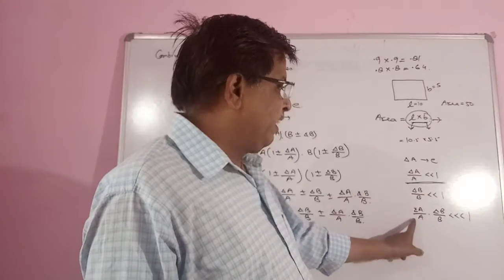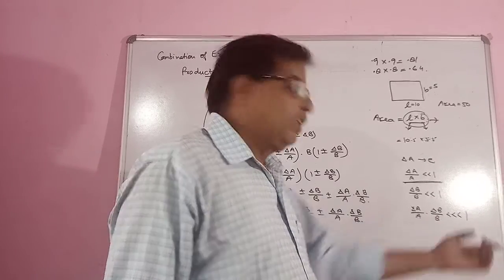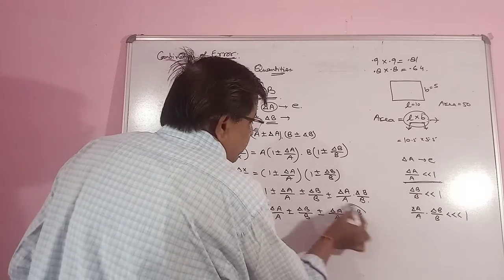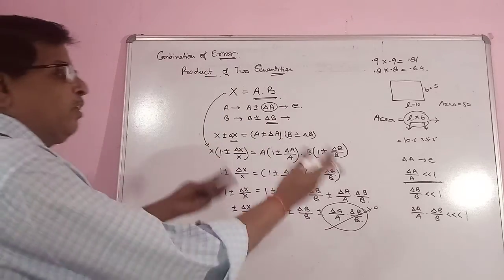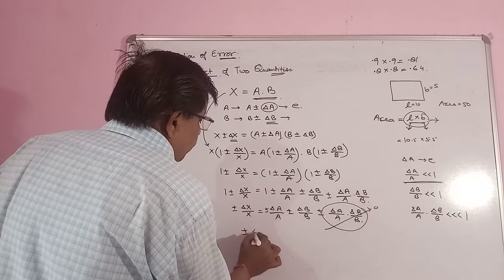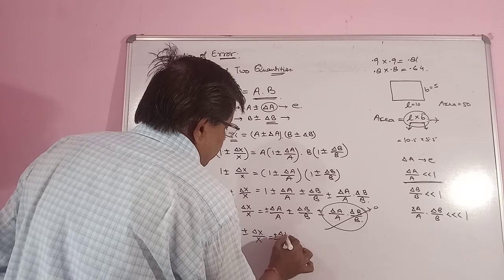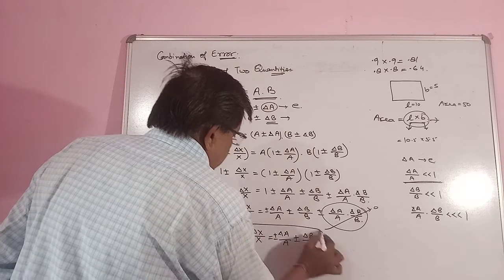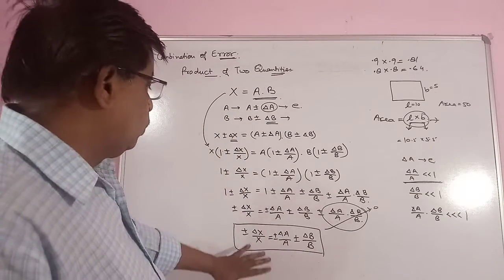So when we multiply delta A upon A and delta B upon B, this quantity becomes very small as compared to 1. On comparing these quantities, this quantity tends towards 0, or is negligible as compared to these two quantities. So we can get this, this is the expression for the product of two quantities.